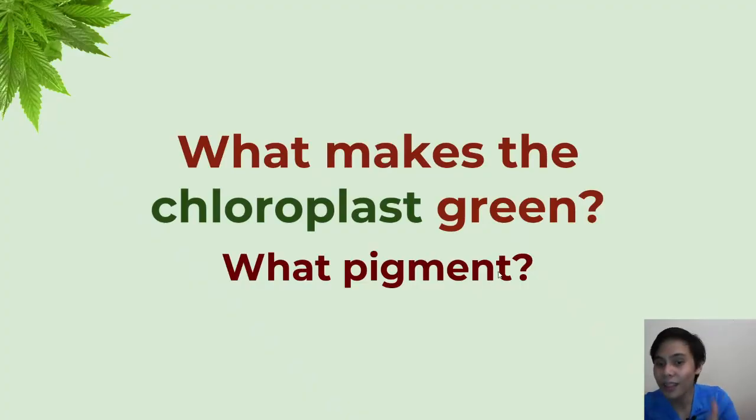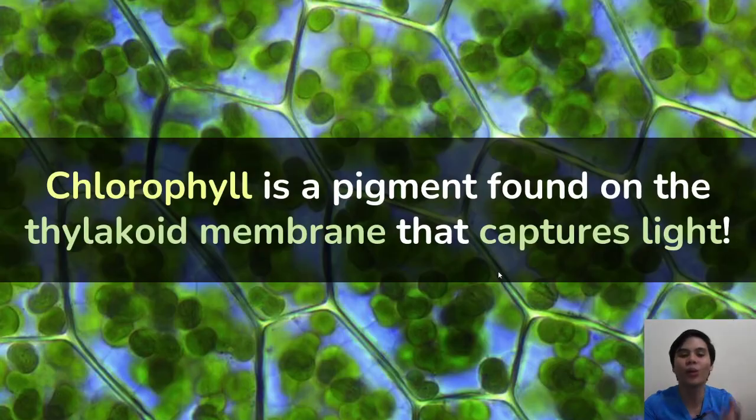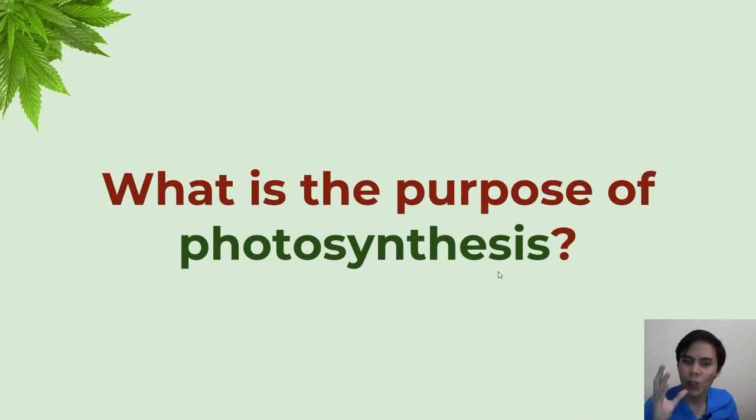So what makes the chloroplast green? What pigment is in the chloroplast? It's chlorophyll. Chlorophyll is a pigment found on the thylakoid membrane, so it's on the thylakoid membrane itself, and it captures light. So chlorophyll isn't the only pigment, which we'll see later on. So what is the main purpose of photosynthesis?